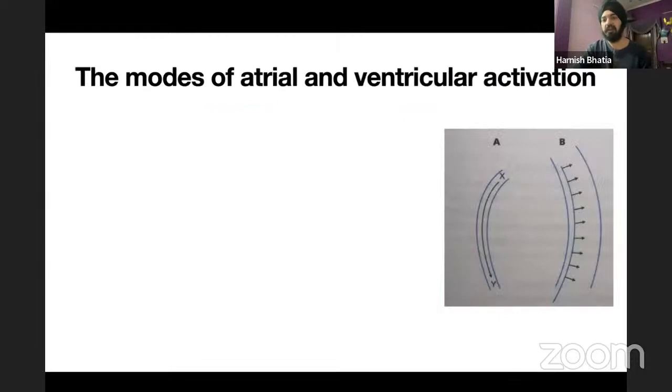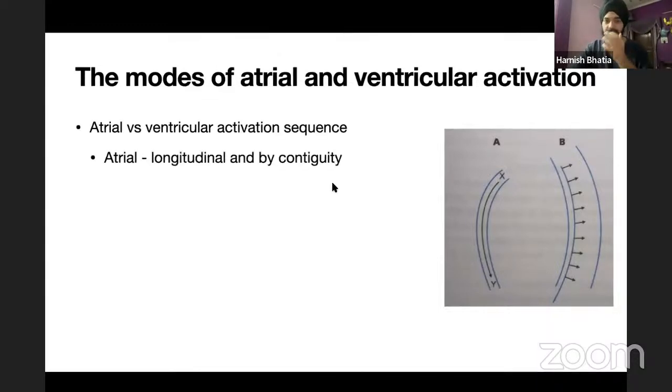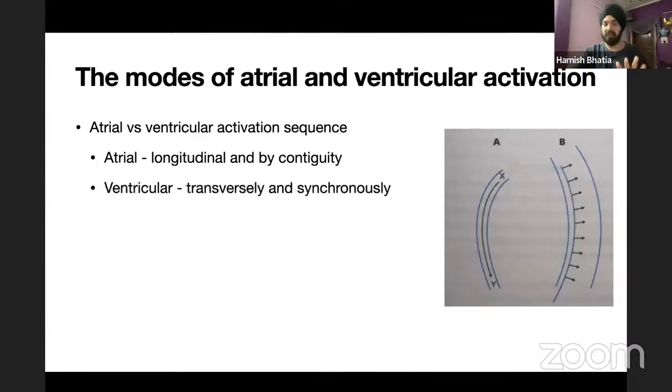Now the modes of atrial and ventricular activation. How do the atrial and ventricular activation wavefronts proceed? Remember, we have seen that the ventricles have specialized conduction pathways: the bundle of His, bundle branches, left bundle branch, right bundle branch, then Purkinje fibers. Because of this, the entire ventricle gets depolarized at the same time, right?